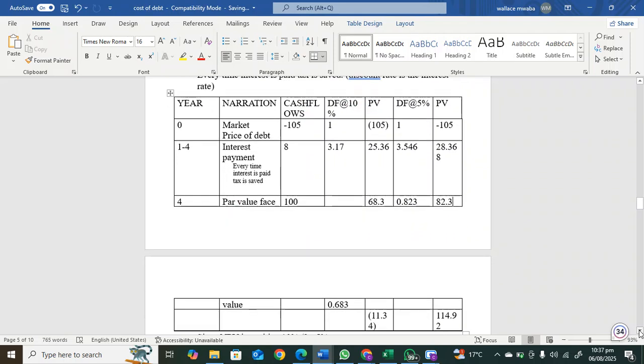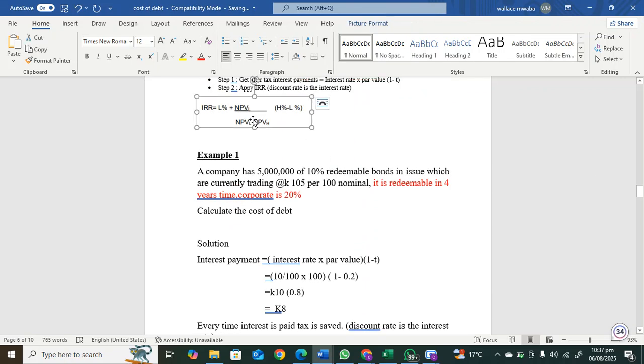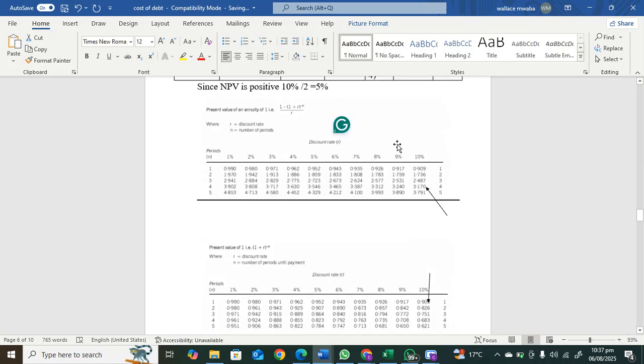Then we get our present value. So you say negative 105 plus 28.36 plus 82.3, you're going to get 5.66. A positive present value. Any questions before we put in the formula for the internal rate of return?